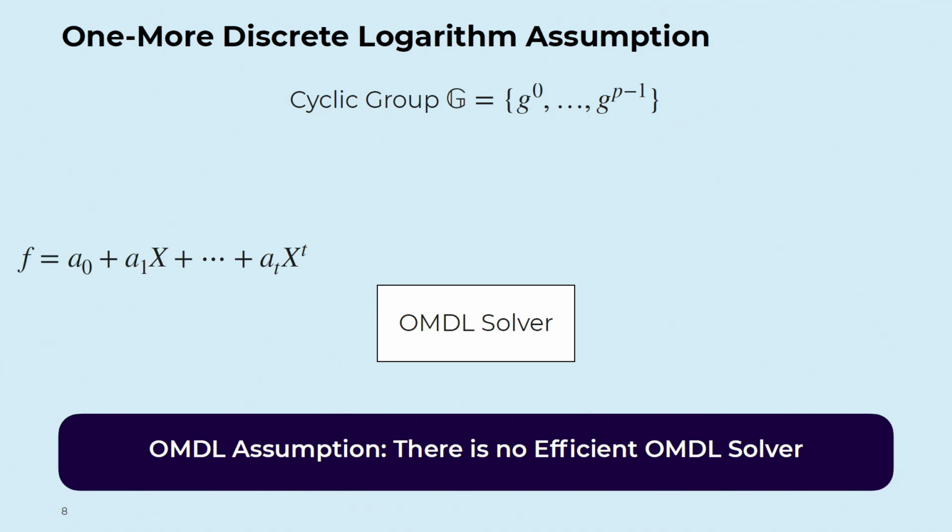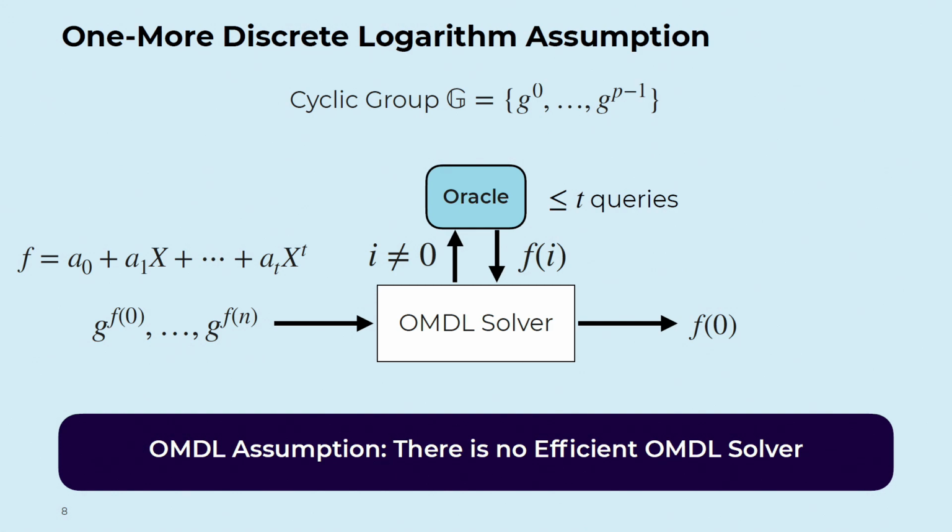We start with some random degree T polynomial, f, and then this algorithm gets as input n+1 many group elements, which are exponentiated evaluations of this polynomial. Now, the goal is to find one of these discrete logarithms, namely f of 0, and we give this solver some oracle that it can use to find up to T of these evaluations. So it can query any I that is not equal to 0 and learn this discrete logarithm f of I. And that means if the solver is able to just compute another D-log, then it has T+1 points on the polynomial, and then it can, of course, find f of 0. So that's the one more discrete logarithm assumption.